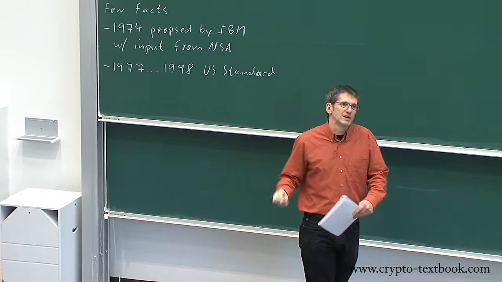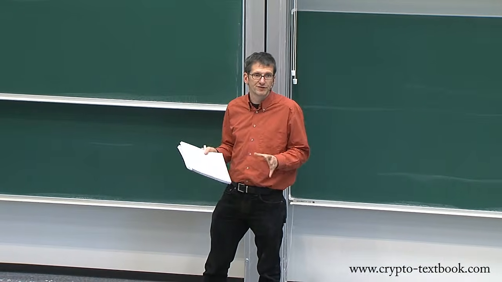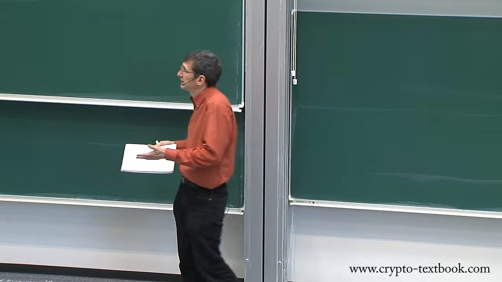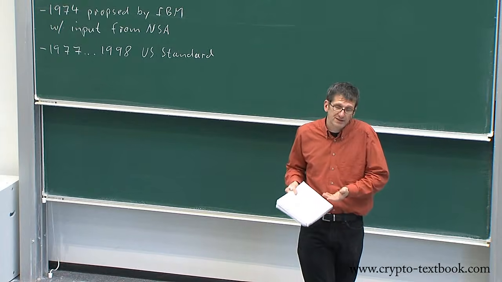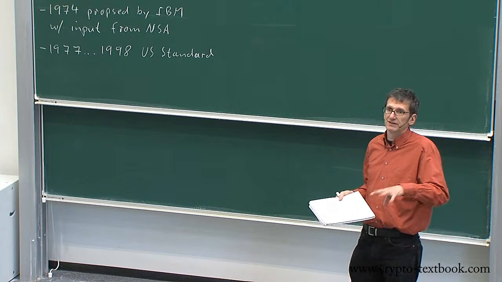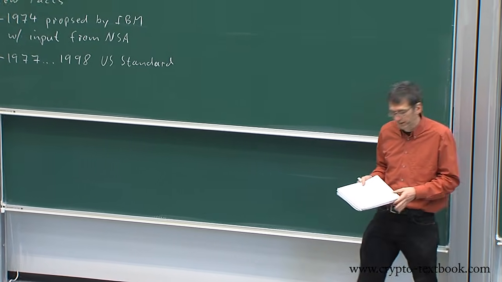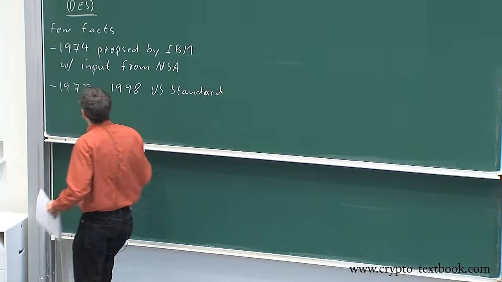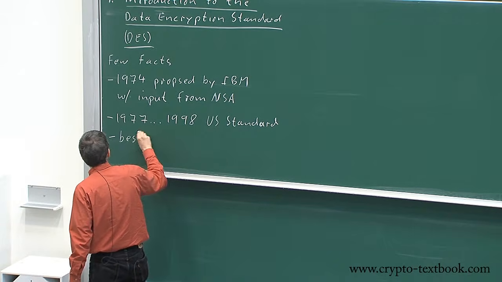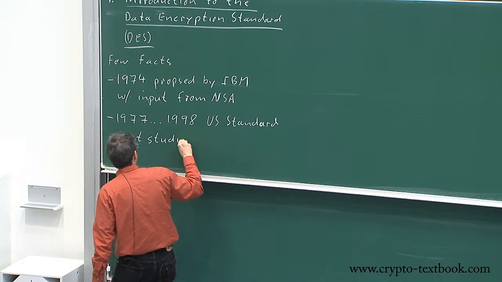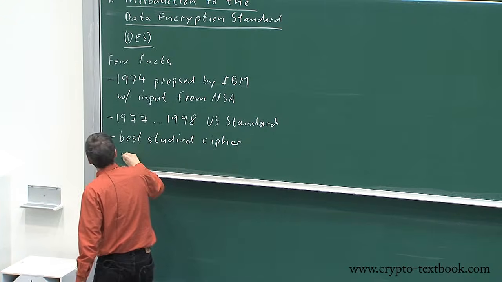The standard means, first of all, it was a standard for the US government. That means if you built some kind of network equipment for the US government, you had to use DES, but most other people could freely choose whether they would use DES or not. And it turned out many commercial applications used DES, okay? Actually so many people used DES that it has become the best studied cipher in the world.